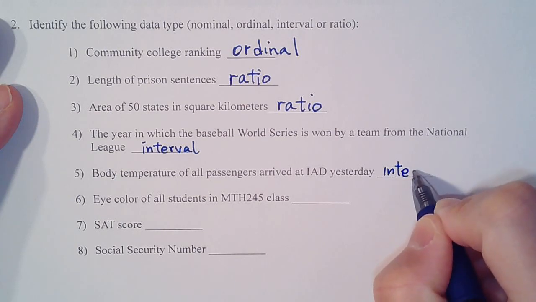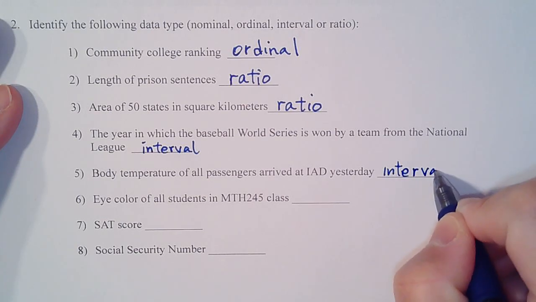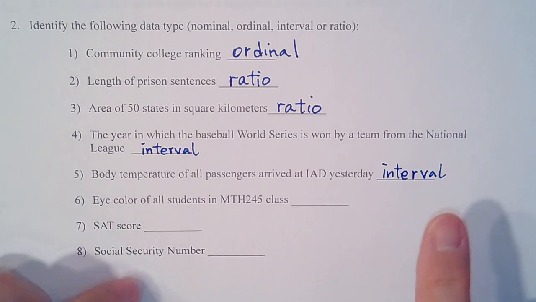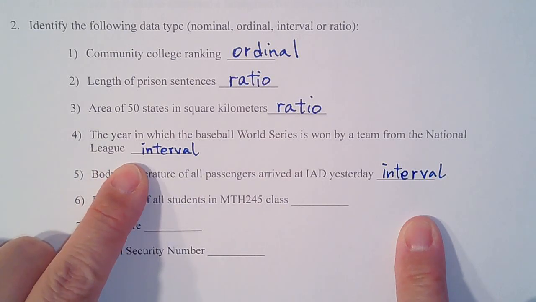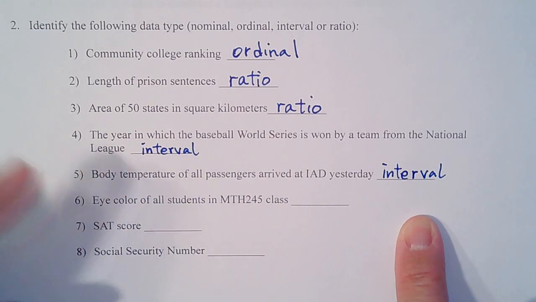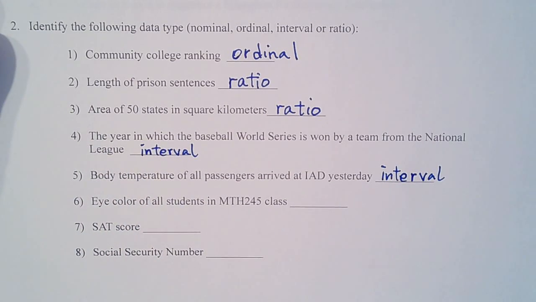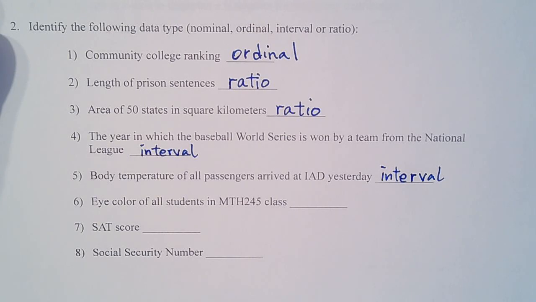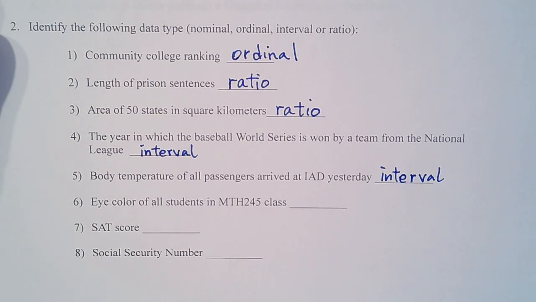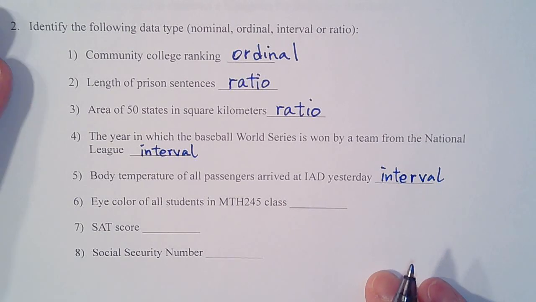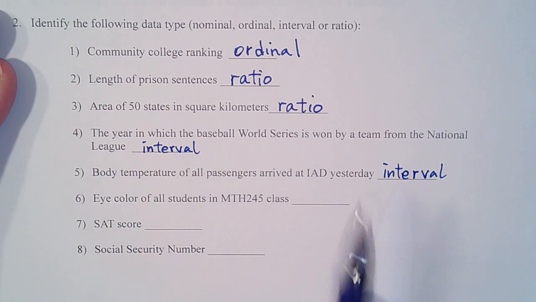Two very popular examples of interval data: temperature and year. Actually, there's another one: shoe size. Shoe size 8, 9, 10. Size 10 is not twice as big as size 5, but from 8 to 9, 9 to 10, 10 to 11, the difference or the interval between two consecutive numbers is the same. So that's another interval.